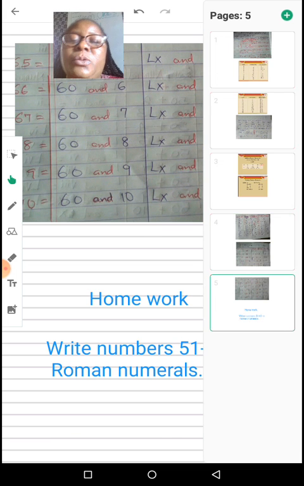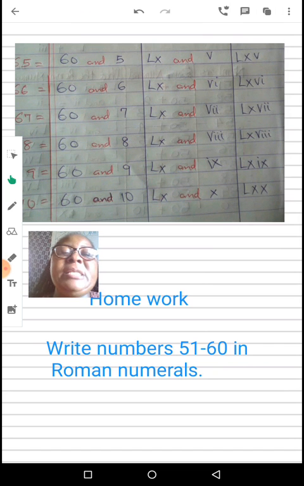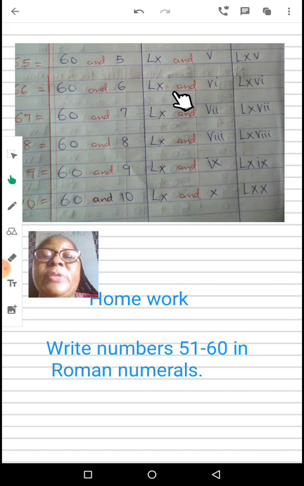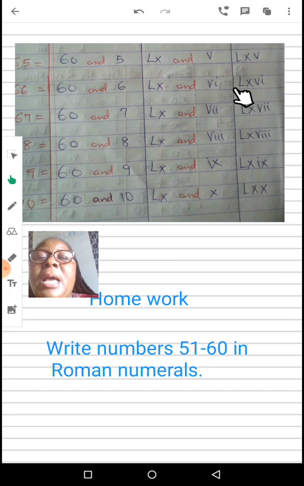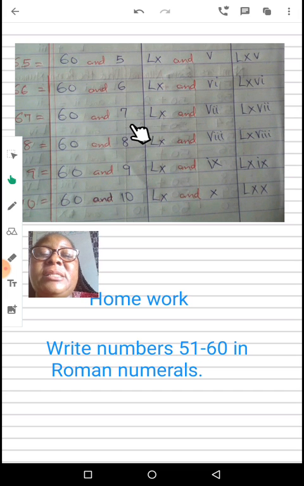I think it's the last one here now. 65 means 60 and 5. LX for 60 and V is 5. Therefore, 65 is LXV. 66 is 60 and 6. LX is for 60 and VI is 6. Therefore, in Roman numerals, 66 is LXVI. 67 is 60 and 7. Then LX for 60 and VII for what? 7. Right. That's good. You are following.